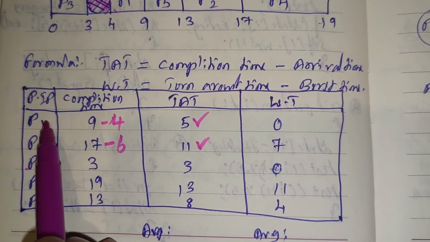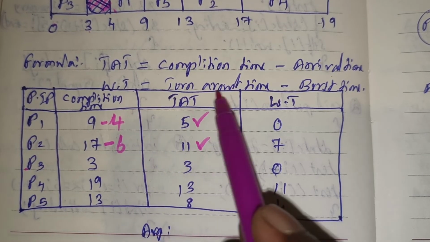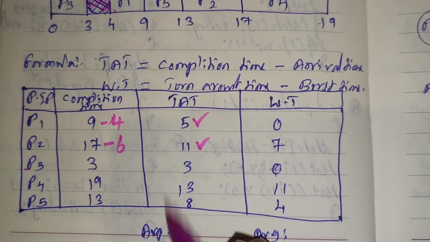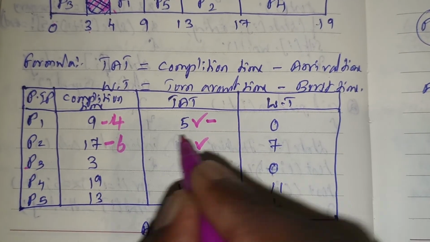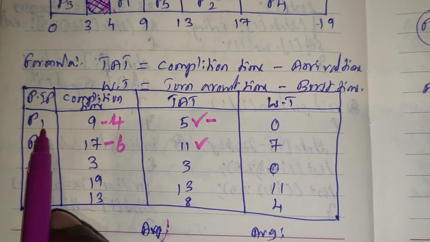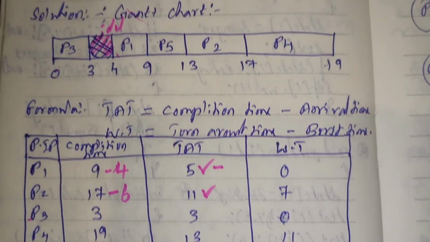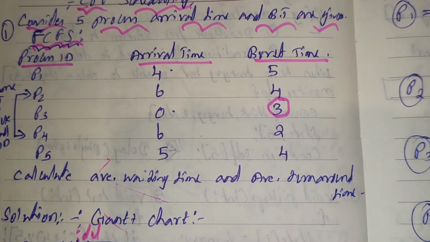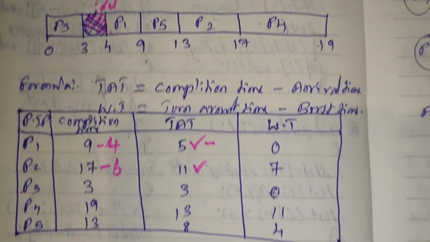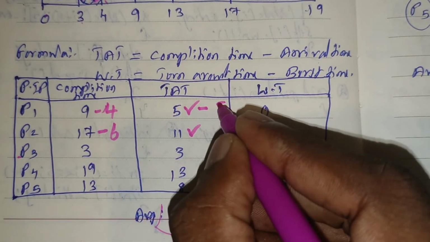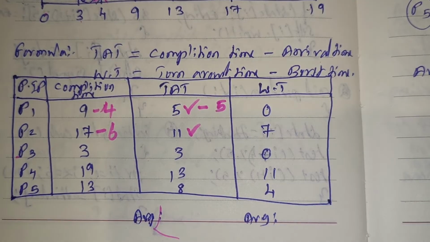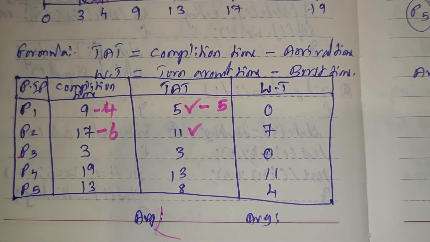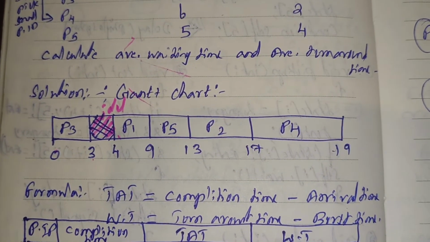So for example, I'm going to take P1, and its turnaround time is 5. So 5 is already there, minus the burst time. What is the burst time for this particular P1? You can check it. The burst time for P1 is 5, right? So 5 minus 5 is 0. Let me prove that P1 is not waiting anywhere. You can check this, this is a Gantt chart.